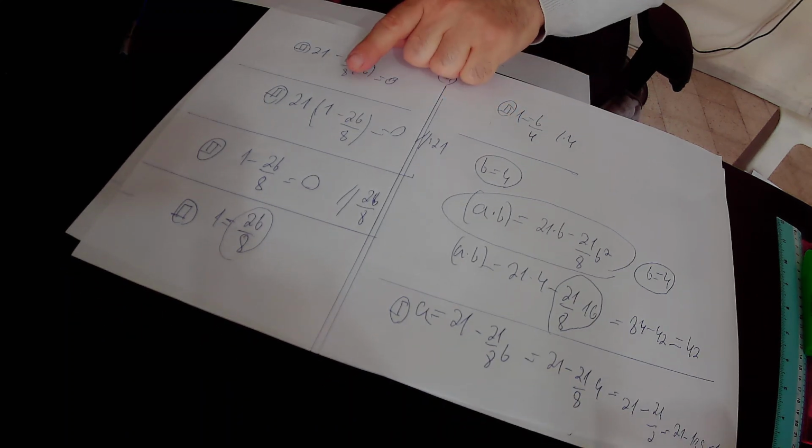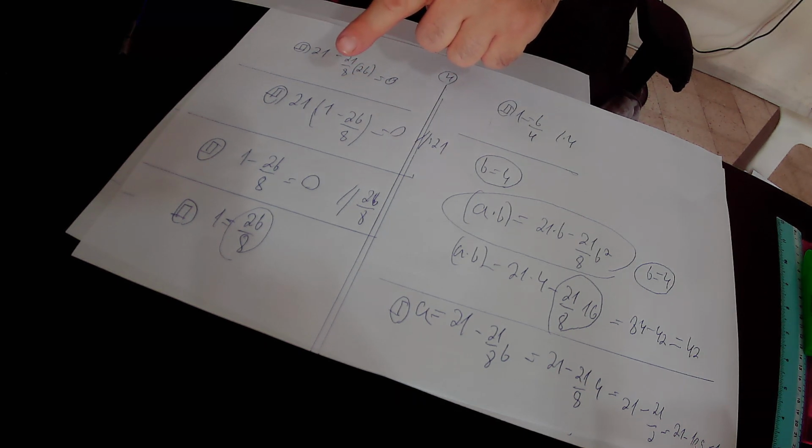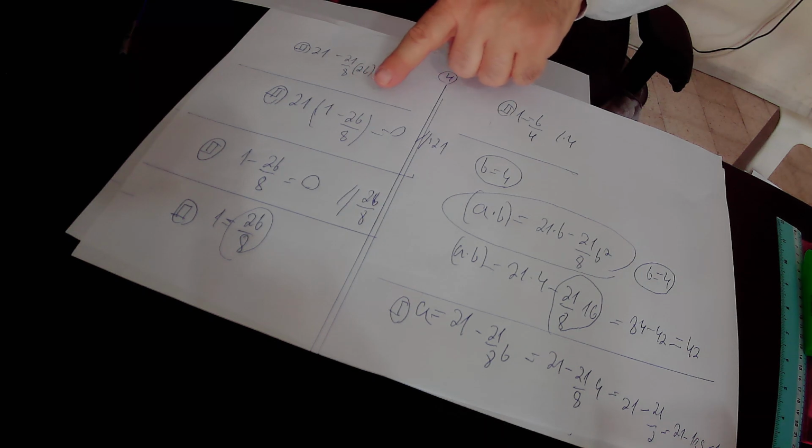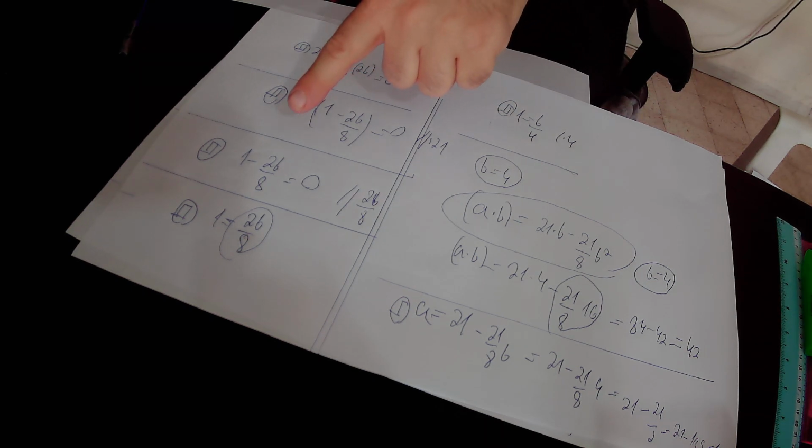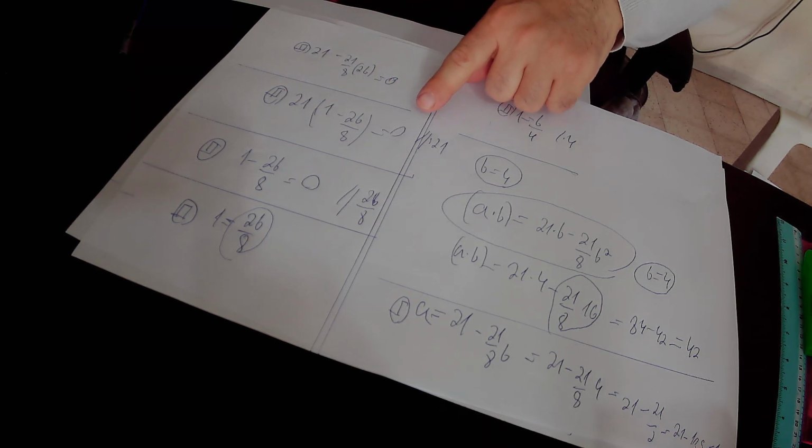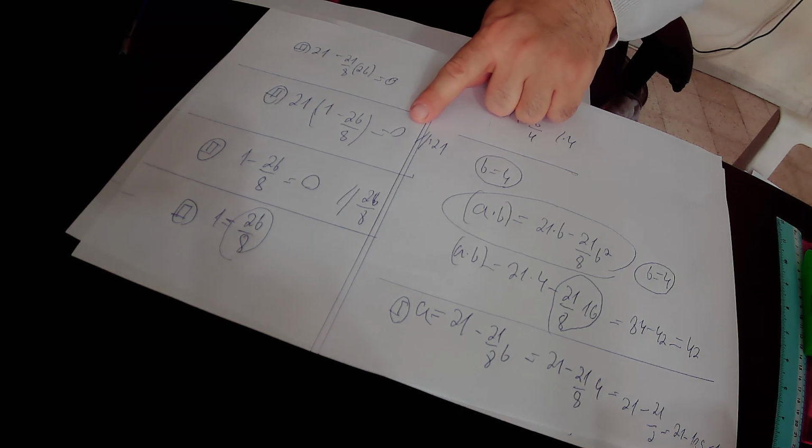Here we divided this equation 2 by 21, and found that 21 over 21 is 1, so on this side of equation 2 we are left with only 1 minus 2B over 8, and on the other side of the equation we have 0 over 21, which is 0.